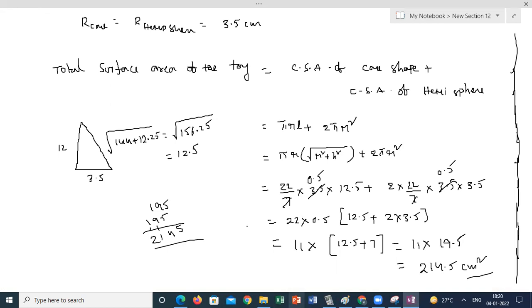The major thing in these questions is that everyone can do it easily. What I observed from many batches is that they struggle to complete the proper calculations. A few students calculate pi RL separately and 2 pi r square separately, and after that they add them separately. So we have to use a little bit of logical skill here.